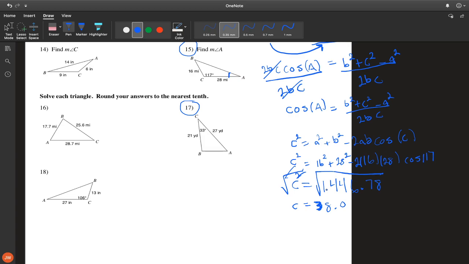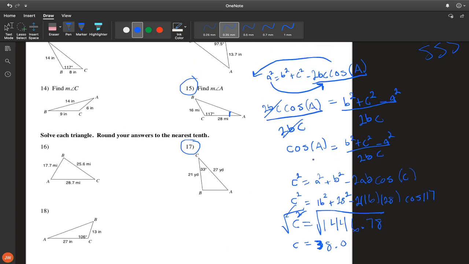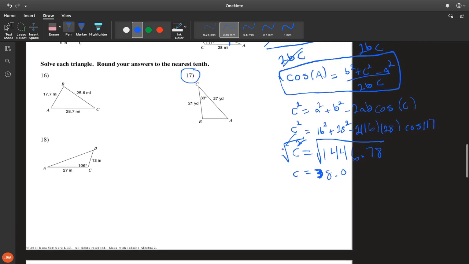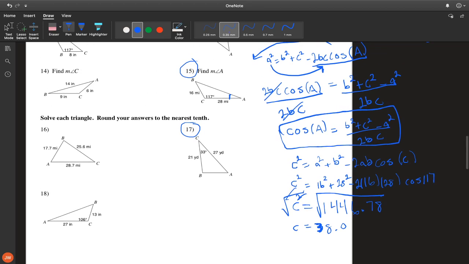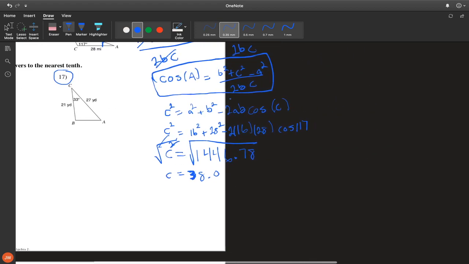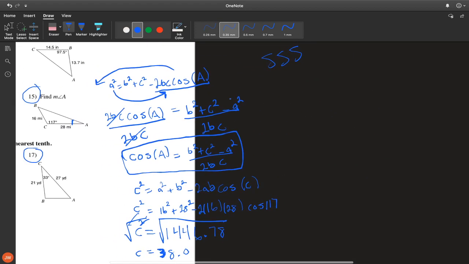38.0. Now we have C, so now we can go back to this equation right here, and we can solve for angle A. So now that we have C, we can go to A, and we can solve for angle A right here. I'm going to use up some room, maybe go on to this side, change my color, change the thickness. So the second part is in red.